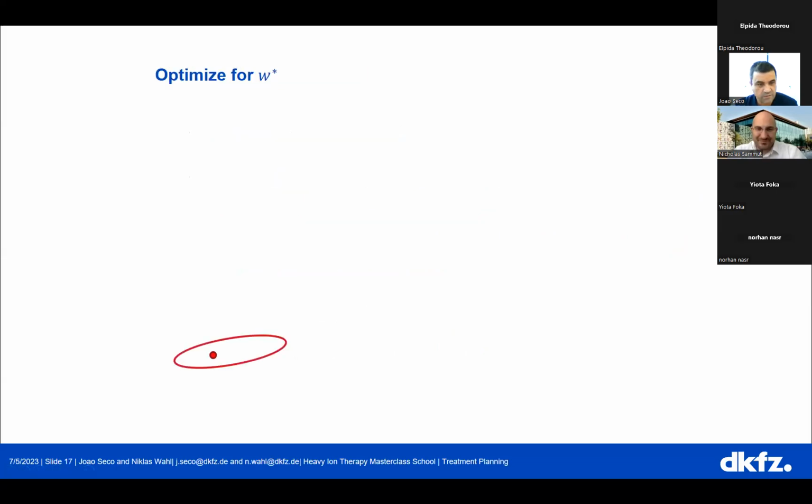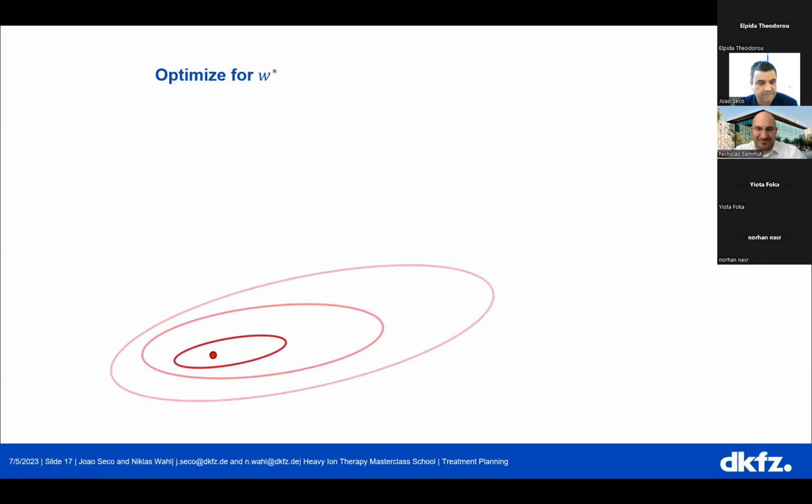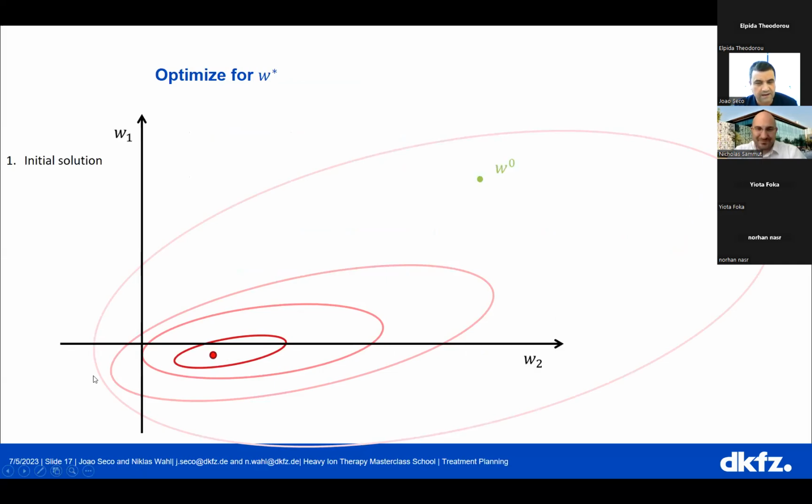So how do you do that? Well, imagine that my parameter space looks like this. I have the minimum of my space here at this dot, and my starting point somewhere here, W. So this is the starting point of my optimization. This is my bidimensional space with two weights, a W1 and a W2.